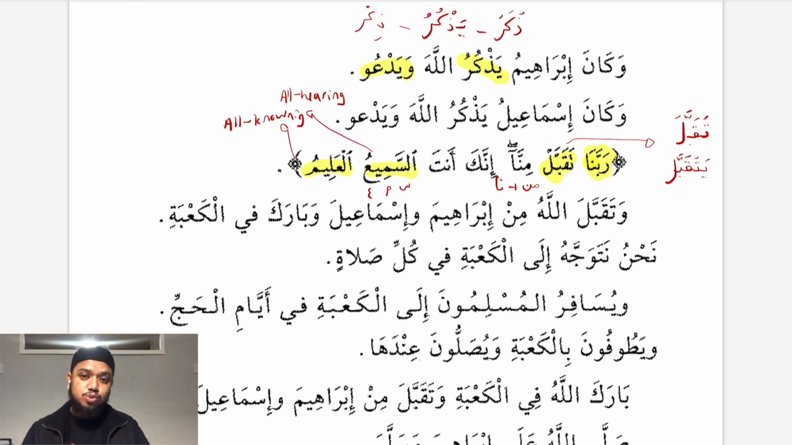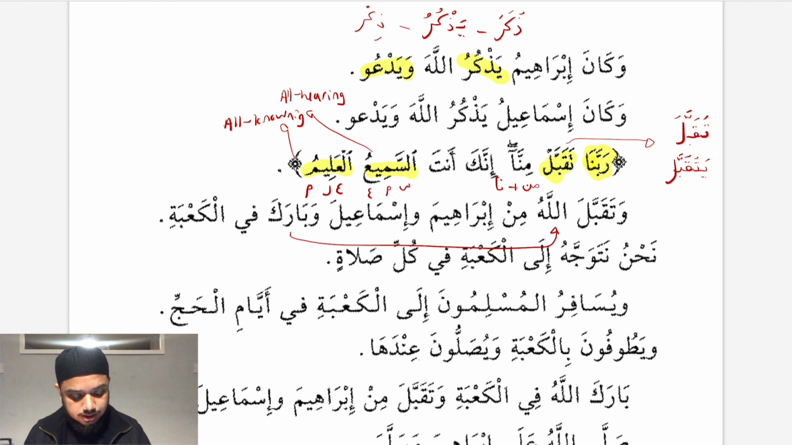And Allah Kareem Azza wa Jal is all-hearing. Allah Azza wa Jal hears everything. Al-alim has the root letters ayn, lam, and mim. And we know that ilm, alima ya'lamu, means to know. Allah Azza wa Jal is all-knowing. وتقبل الله من إبراهيم وإسماعيل وبارك في الكعبة. And Allah Kareem Azza wa Jal accepted from Ibrahim and Ismail, and blessed the Kaaba.